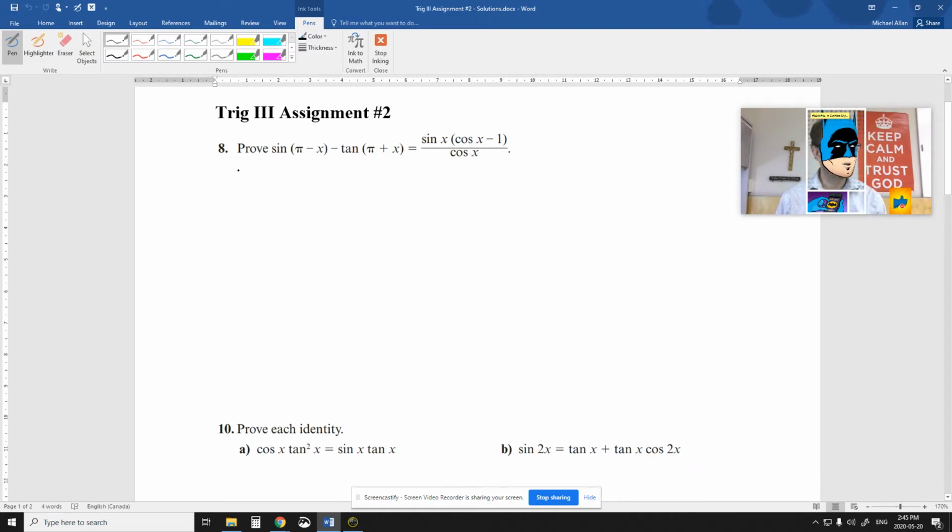So if I look at my identity sheet, I'm going to put a line here, on my left-hand side, and go down this side. The sine difference identity is sine pi cos x minus cos pi sine x. Okay, so that's what this piece turns into here, right?